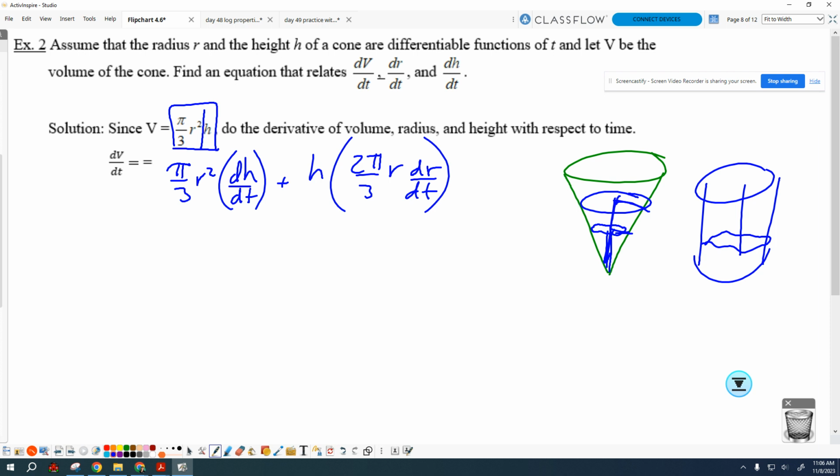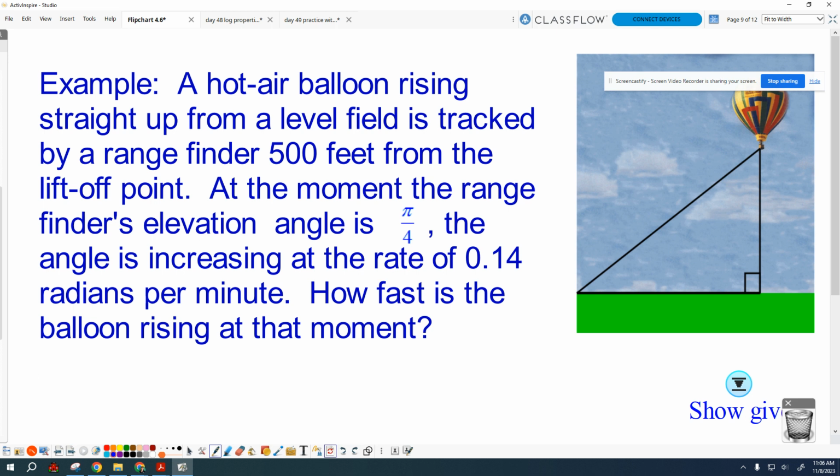Cool? Questions? I do not believe we're going to finish this one, but I want you and your partner to work through and label some information. What is all the stuff that you know in this?